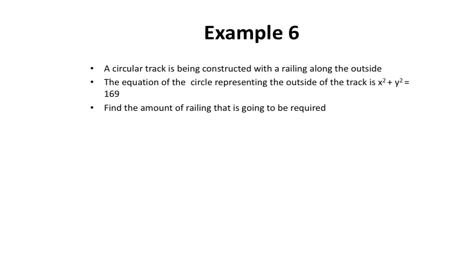In our final example, we have a circular track that is being constructed with a railing along the outside. The equation of the circle representing the outside of the track is x squared plus y squared equals 169. We want to find the amount of railing that is going to be required.